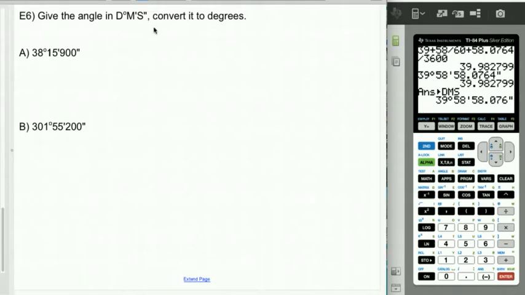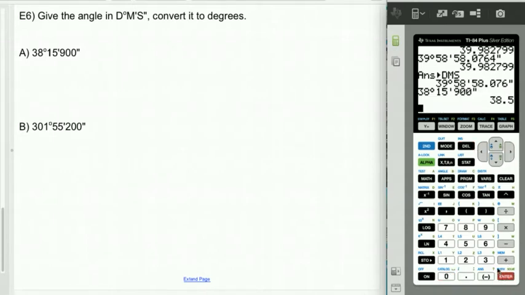So given the DMS notation, convert it to degrees. Again, one option is to just type it in your calculator. So you could hit second enter, and you can say, cool, I'm just going to overtype this. I'm going to make this 38 degrees, 15 minutes, and 900 seconds. And that's fine, and you can hit enter and it'll do it for you. I end up getting that this is 38.5 degrees.